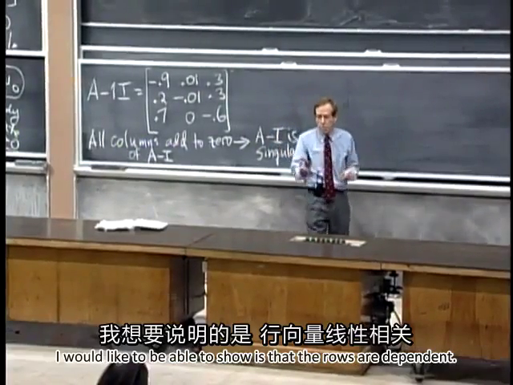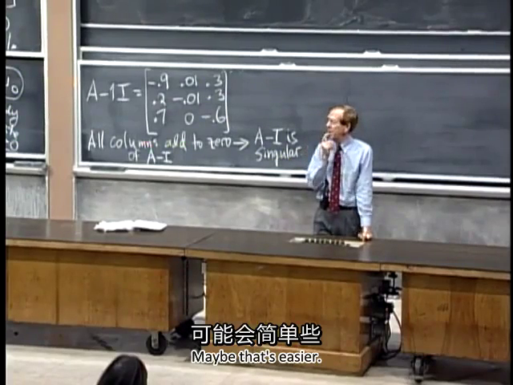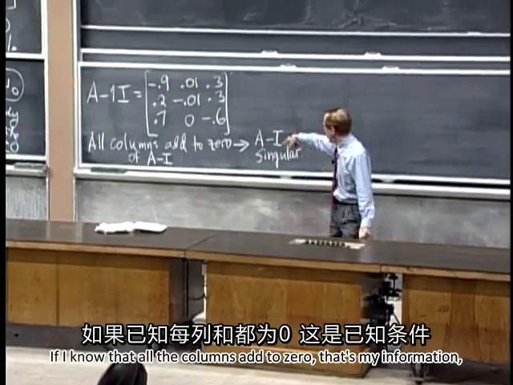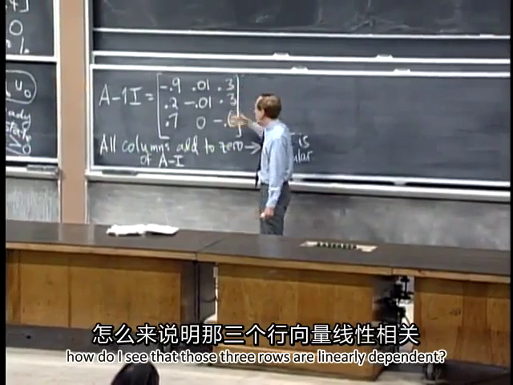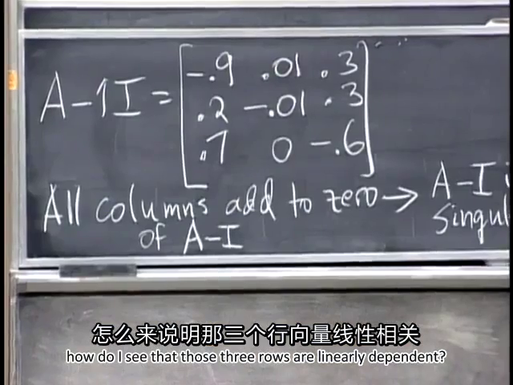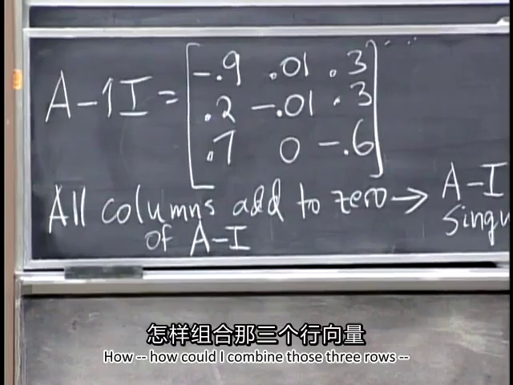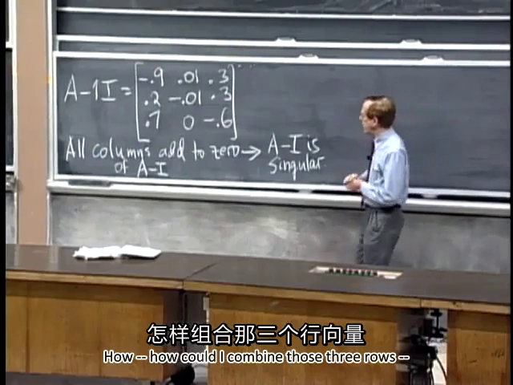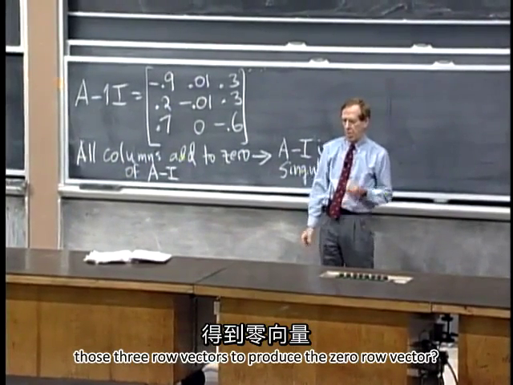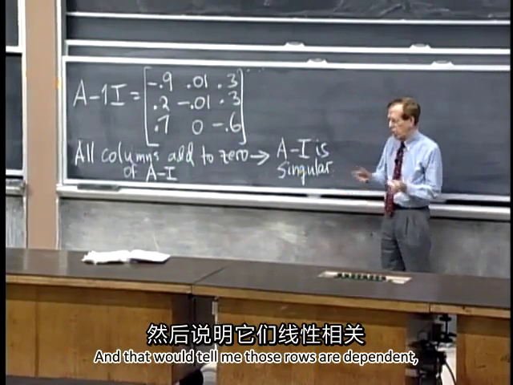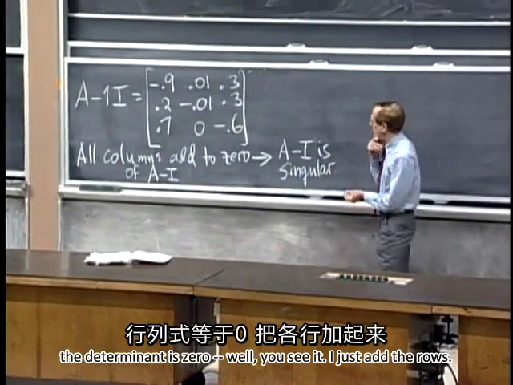another thing I would like to be able to show is that the rows are dependent. Maybe that's easier. If I know that all the columns add to 0, that's my information, how do I see that those 3 rows are linearly dependent? What combination of those rows gives the 0 row? How could I combine those 3 row vectors to produce the 0 row vector? And that would tell me those rows are dependent, therefore the columns are dependent, the matrix is singular, the determinant is 0.